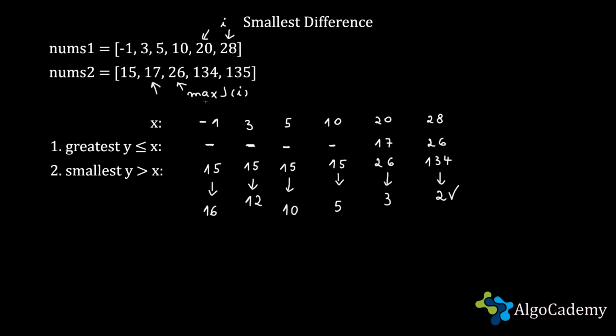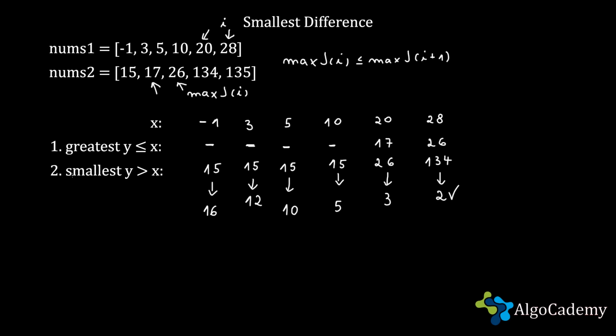What is the greatest index j such that nums2 of j is less than or equal to x? And of course, because this array is increasingly sorted, the greater the j, the greater the y, which is perfect. And as we have seen earlier, max j of i is always less than or equal to max j of i plus 1. So I can definitely use the two pointers technique in order to find the greatest y for each value of x from the first array.